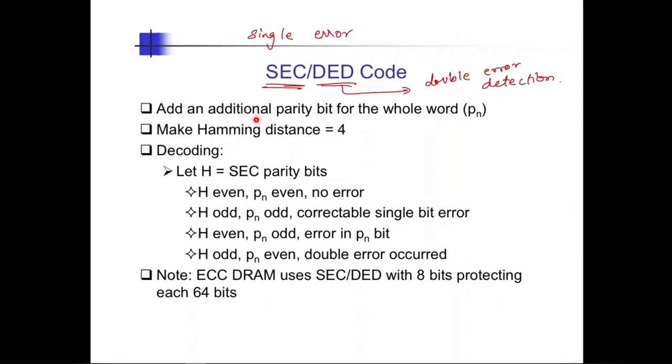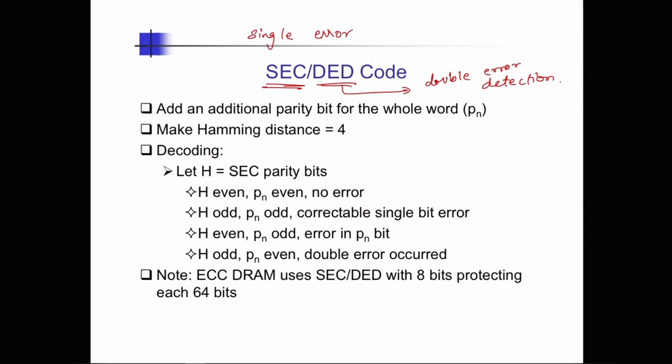So we add an additional parity bit for the whole word. As we saw earlier, we had parity bits for each group. Now we have an additional parity bit, and we are calling it P sub n, for the entire word. So we have increased the number of parity bits here. We make the Hamming distance 4. So from 3 we have gone to 4. So the minimum Hamming distance between any two code words in our set of code words is going to be 4.